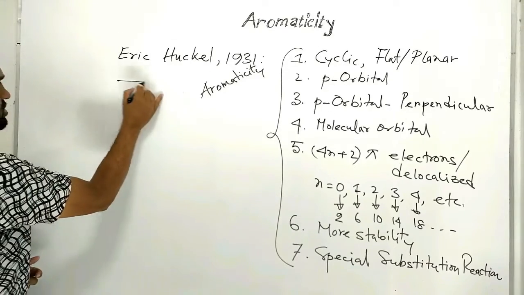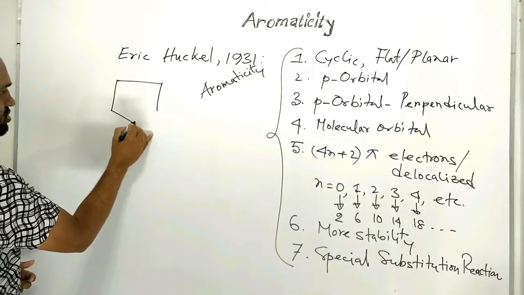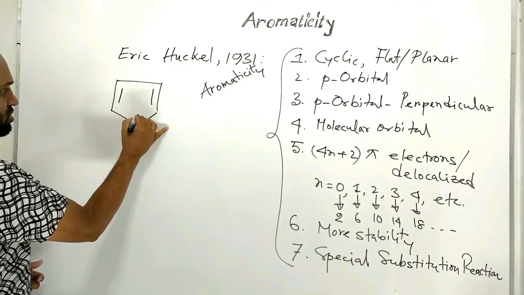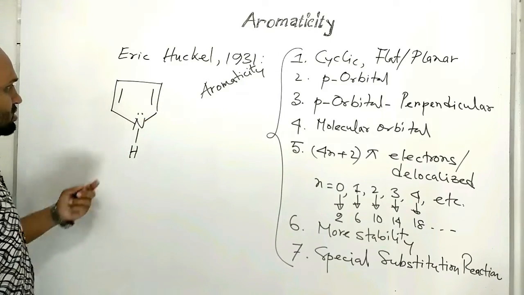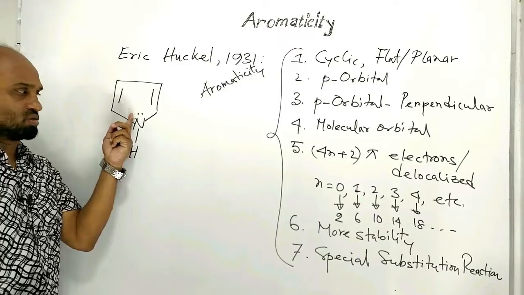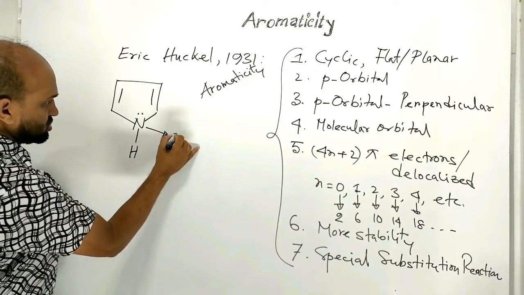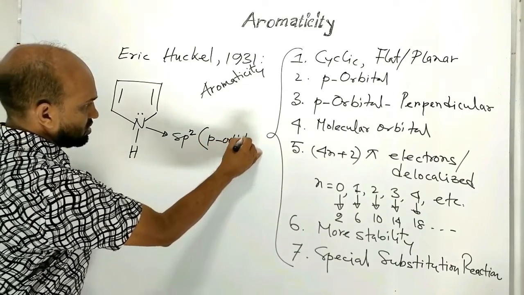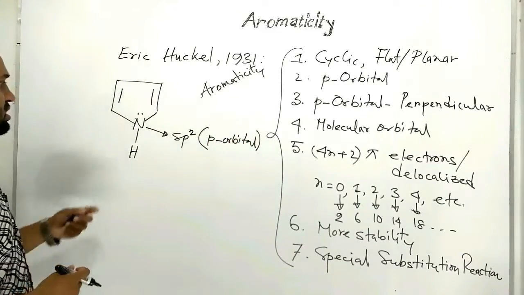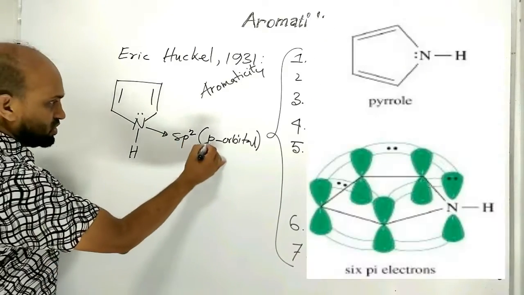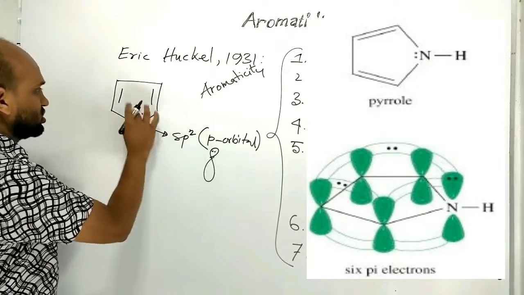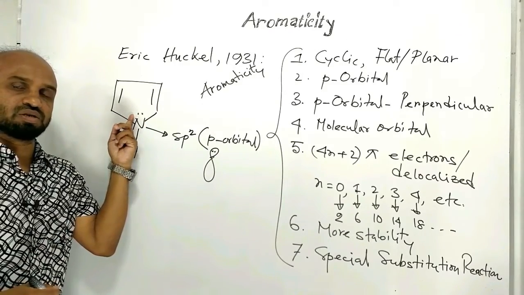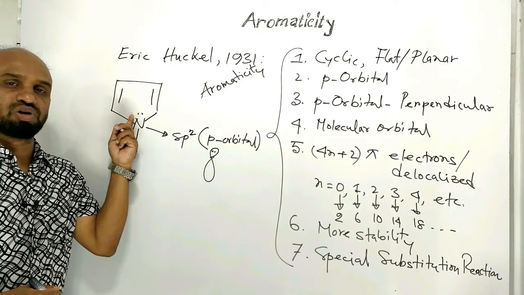Now the compound is Pyrrole. This is Pyrrole. Nitrogen contains a lone pair of electrons. Here this nitrogen is sp2 hybridized, so it has one orbital, a p orbital, that is unhybridized. This p orbital contains this lone pair of electrons that participates in the formation of pi molecular orbital.